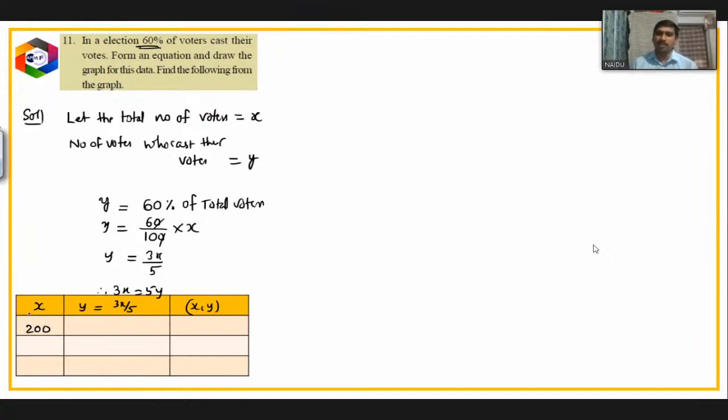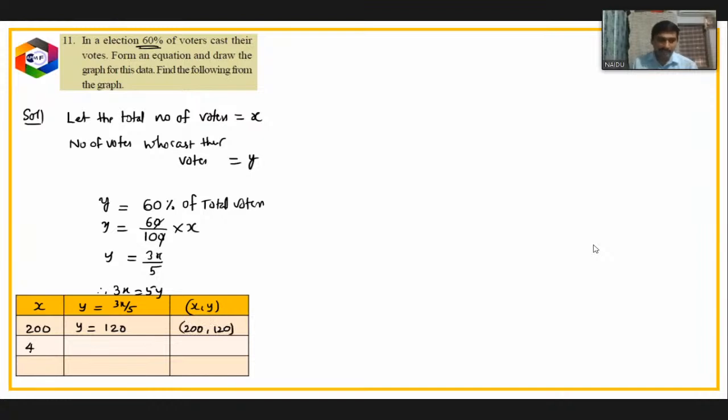Then y, how much will it be? 3 into 200 is 600. 600 by 5 is 120 directly. Five 5s are 25, so 5 how many times? 5 times 120 is 600. So finally the first point is 200 comma 120.